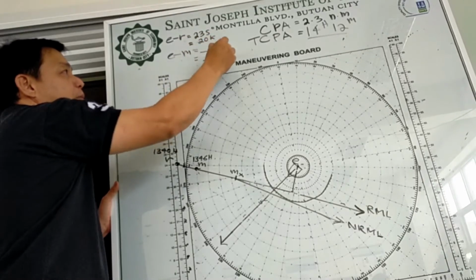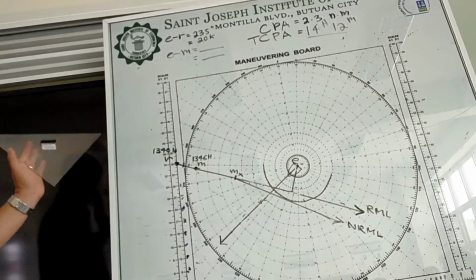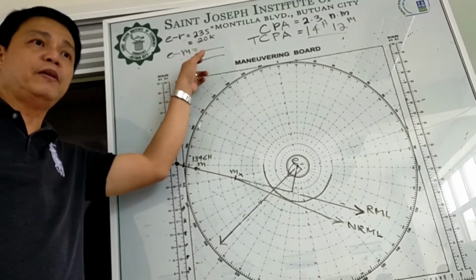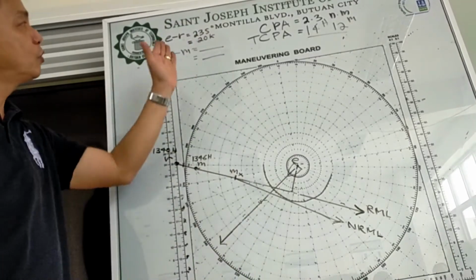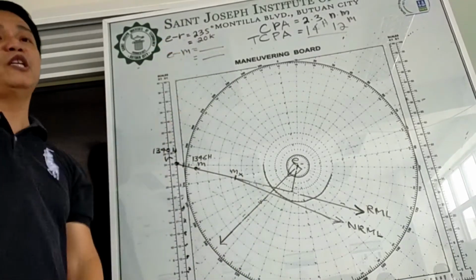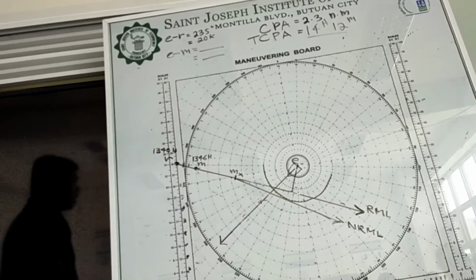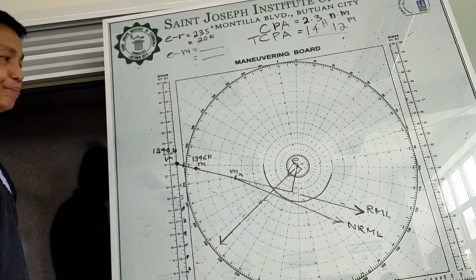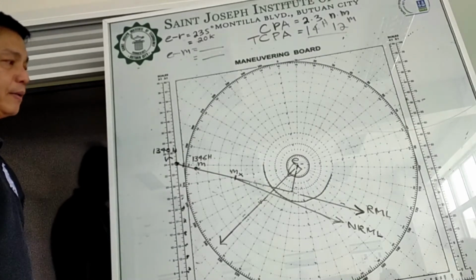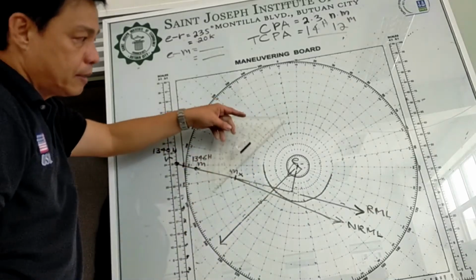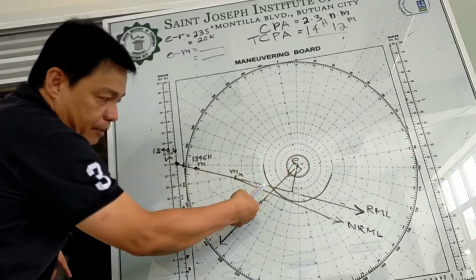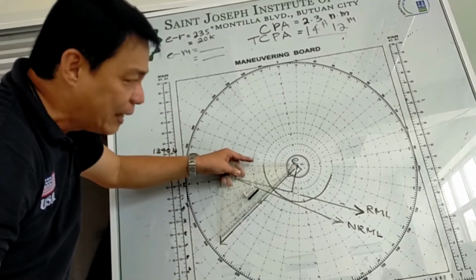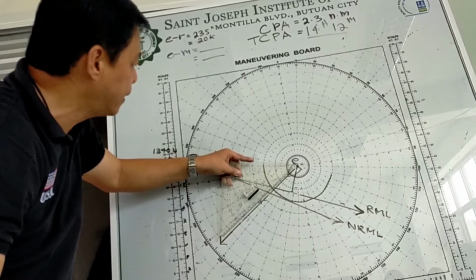Okay, second vector. The second vector is the true course of the target and the true speed of the target. And how are you going to do that? Lantaw, ha? This is our own vessel. All you have to do is to run this line and bring it parallel to R.